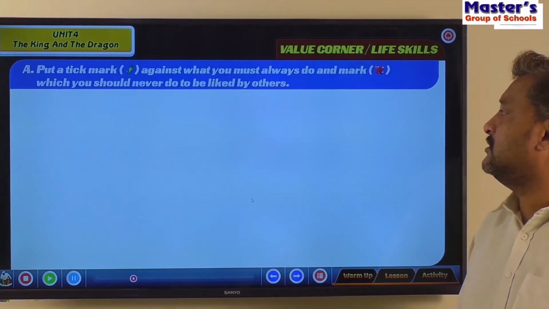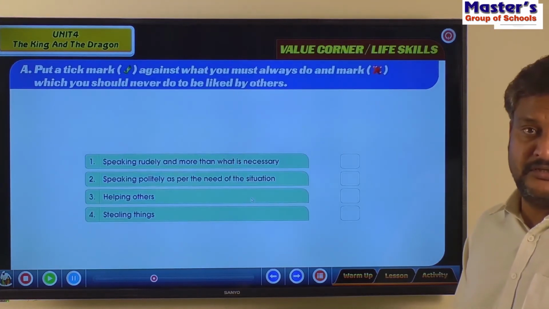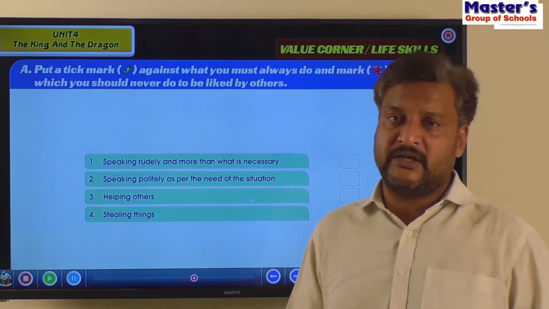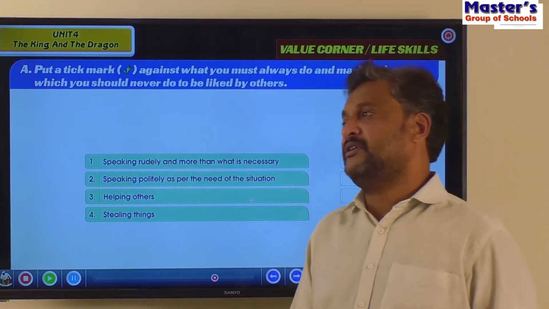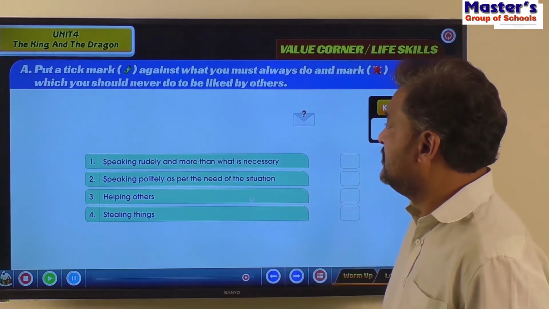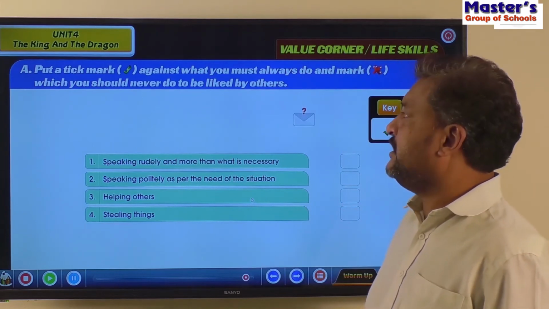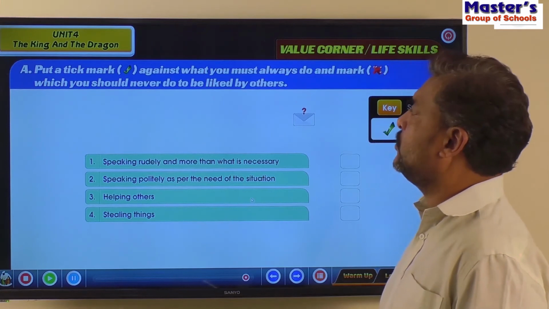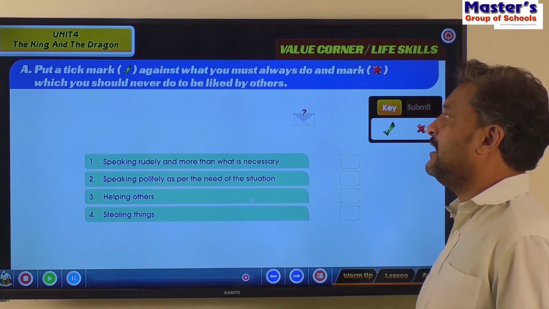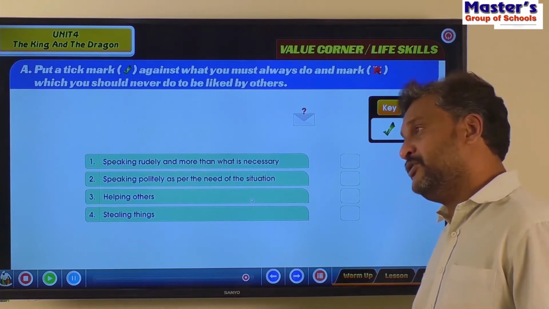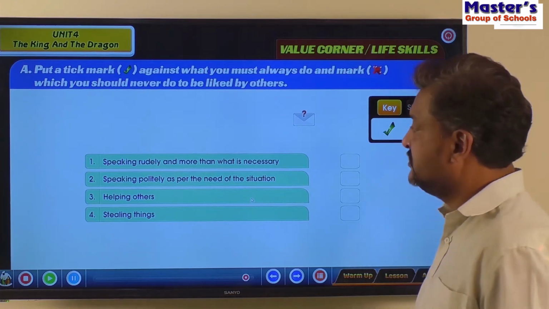Next, value corner. So what is a value corner? Something that we have learned so that we will continue that throughout our life is called a value corner. Okay? Something that we have learned and that we will follow throughout our life. So, put a tick mark against what you must always do and mark a cross against what you should never do to be liked by others. If you want others to like you, what should you do and what should you not do?